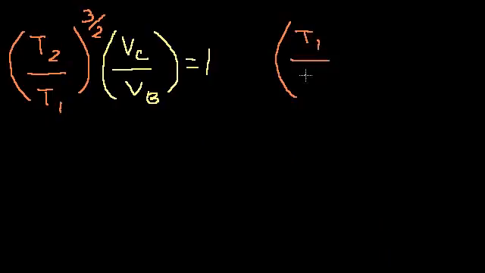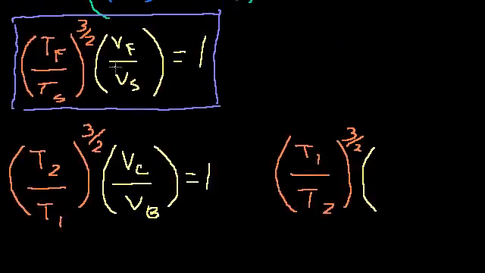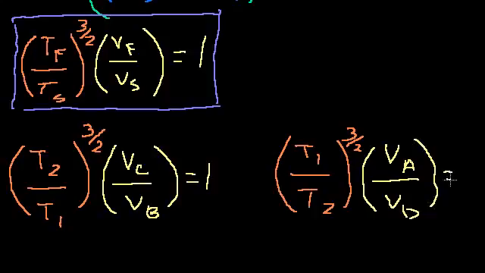Our initial temperature is T2. We're going from D to A, to the 3/2 power times, let me write our formula there. Our final volume is the volume at A. That's where we moved to. And we moved from our volume at D. And this is going to be equal to 1.